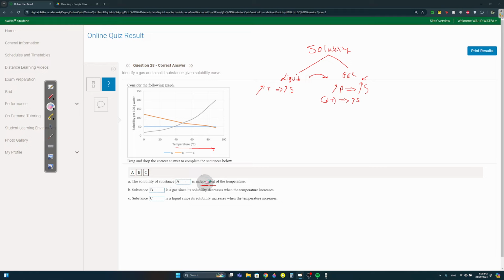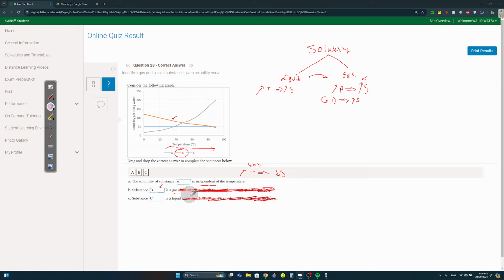Which one is a gas since its solubility decreases? Even let's say they didn't put this, you should be able to find out which one is a gas, which one's a liquid. Let's erase this. We know with temperature, for a gas, if you increase the temperature, it should be decreasing solubility. In this case, which one, as temperature is increasing, is going down? It's this orange one, so it's B. So B is a gas.